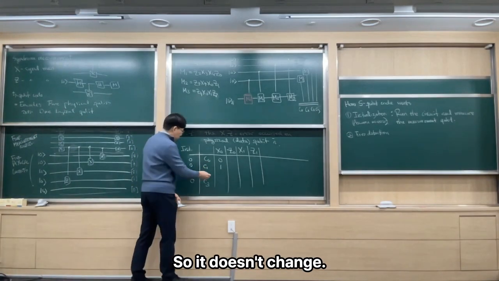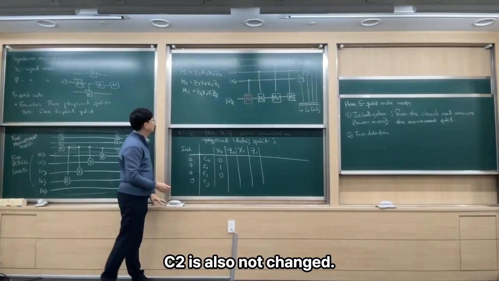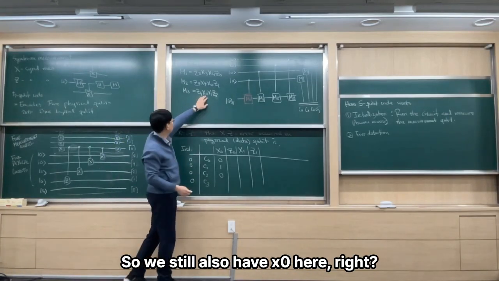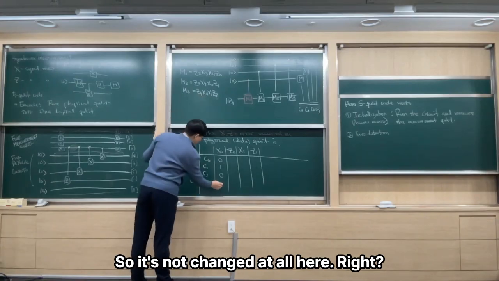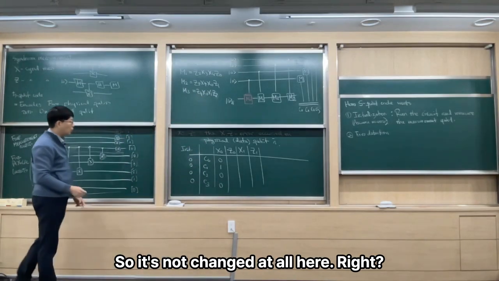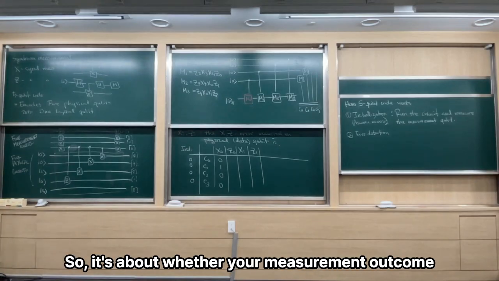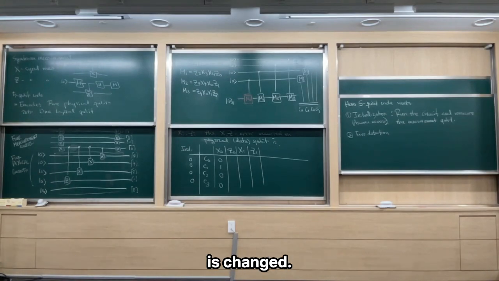So it doesn't change. C2 is also not changed. How about C4, C3, so M3. So it still also has X0 here, right? So it's not changed at all here, right? You see what I'm saying here? So it's about whether your measurement outcome is changed.